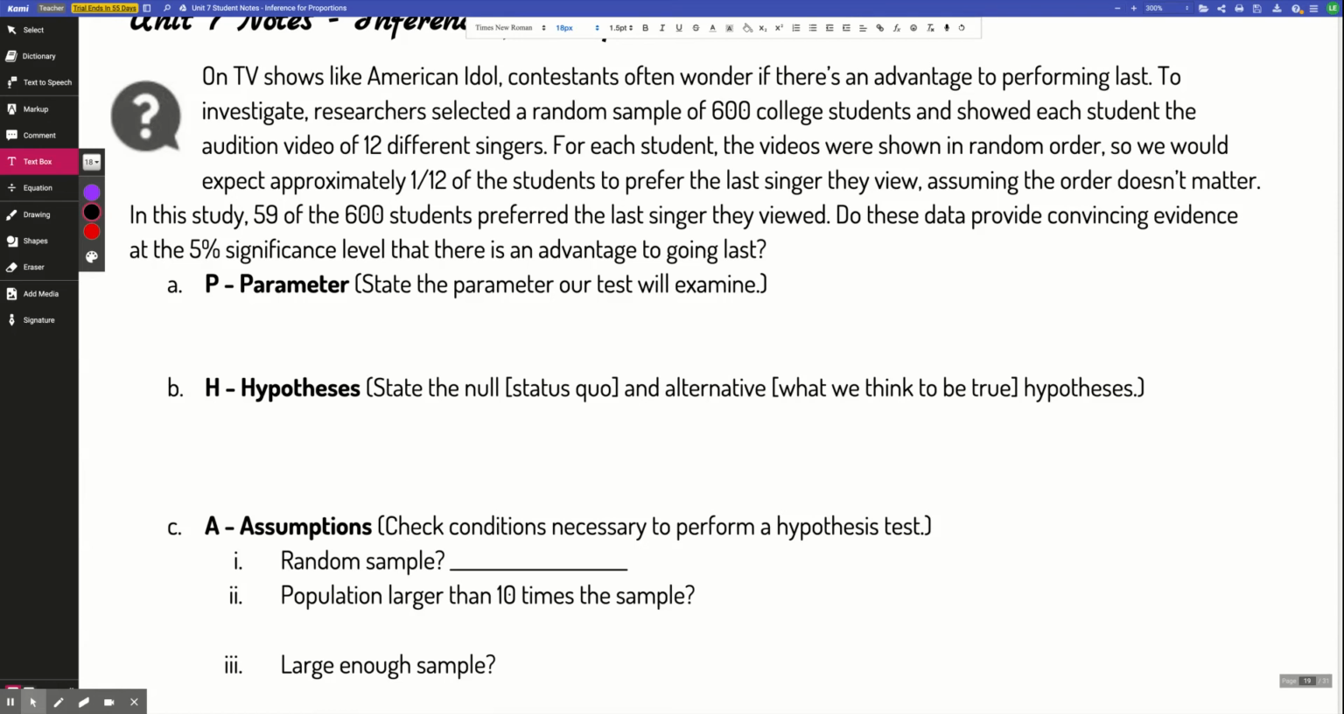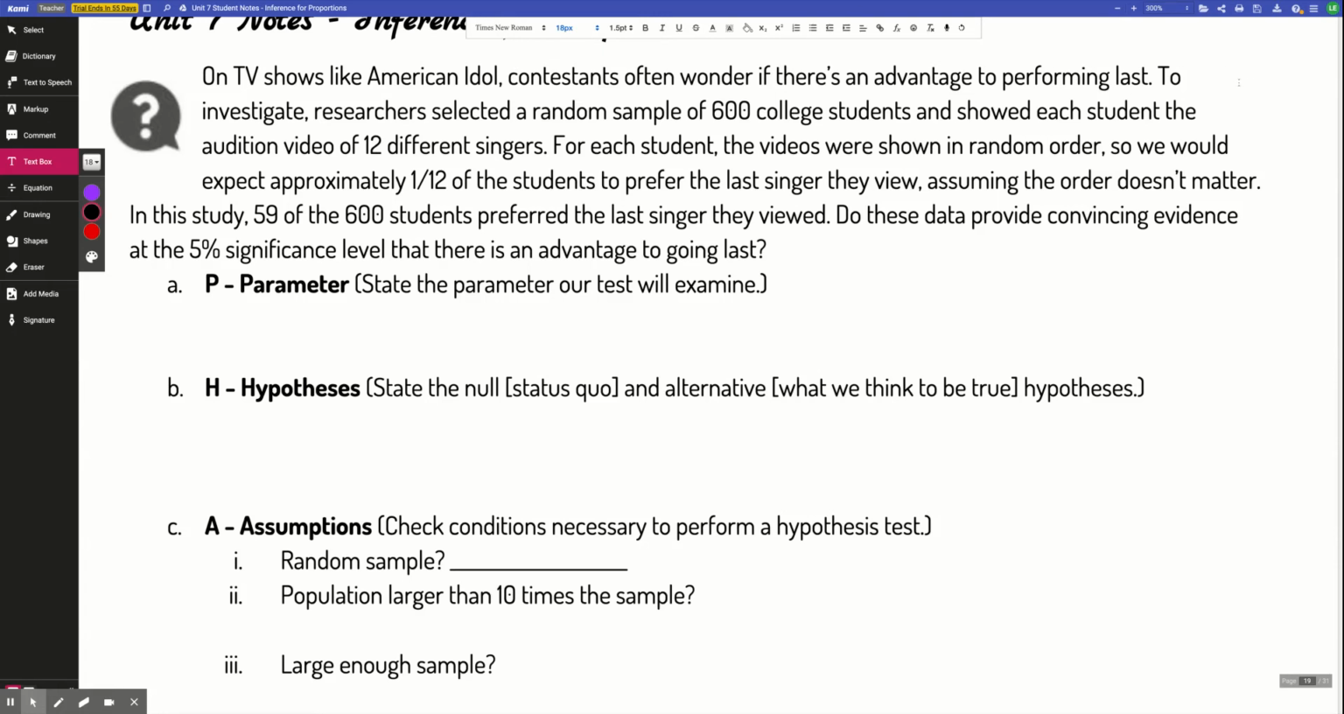I kind of always wondered how they determined the order that people went in. Because it's TV, you have to put the really, really good performances, the ones you think are going to be really awesome, at the beginning or at the end. They're usually not in the middle, right? So we're thinking about here, is there an advantage to performing last?